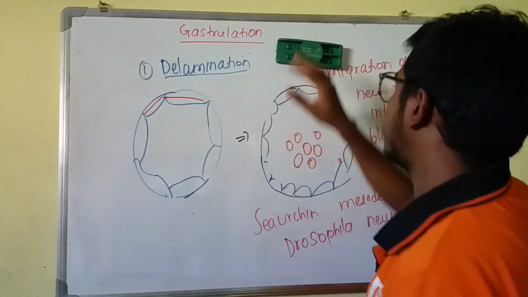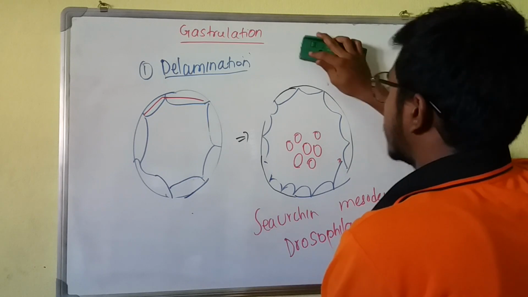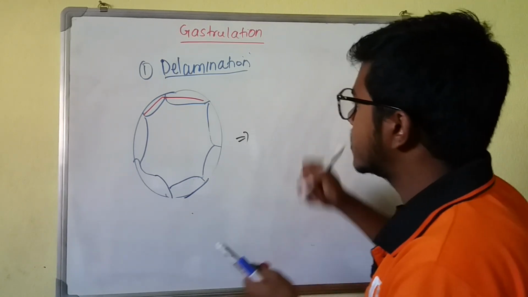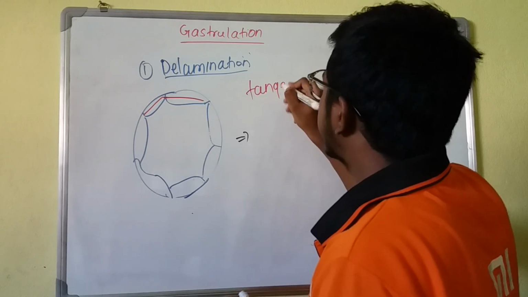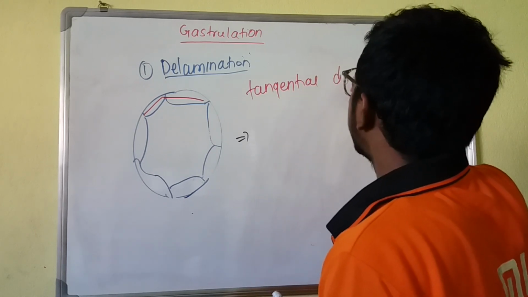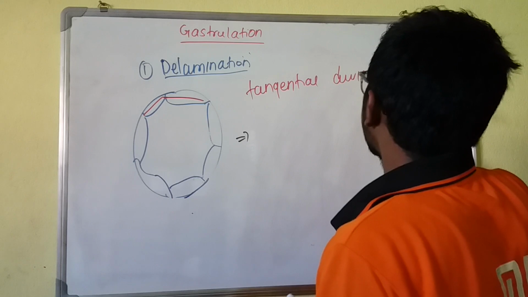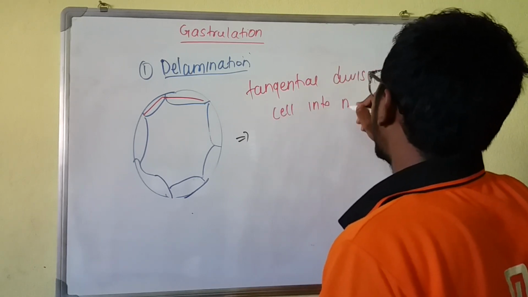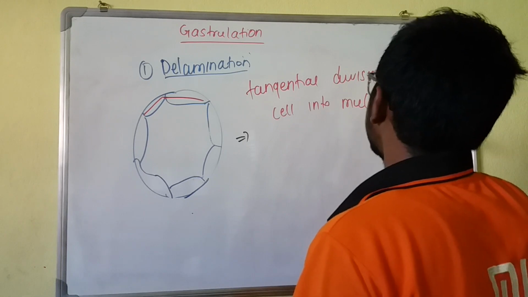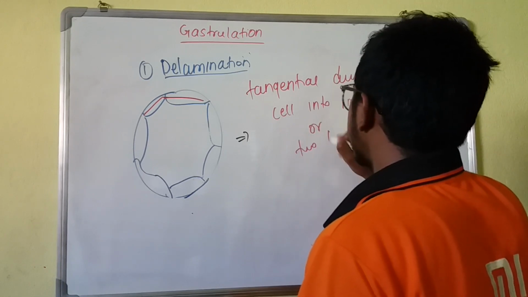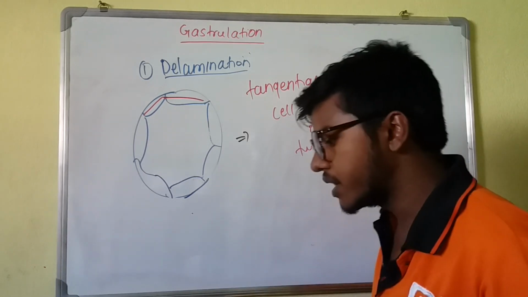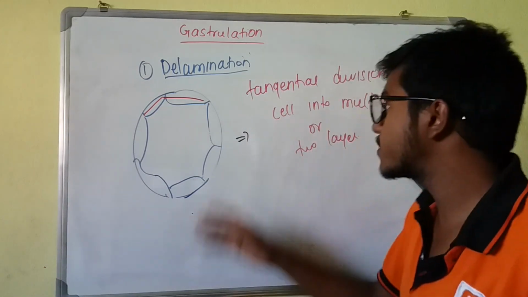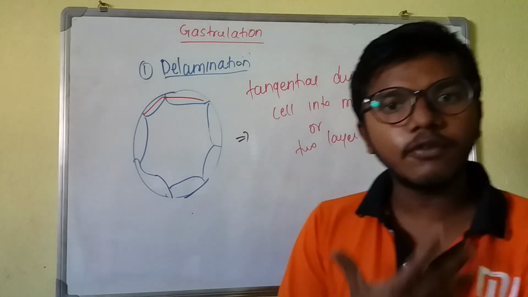That is known as delamination. So delamination is the tangential division of cells into multiple or two layers. And this occurs in the famous process in the case of we mammals.